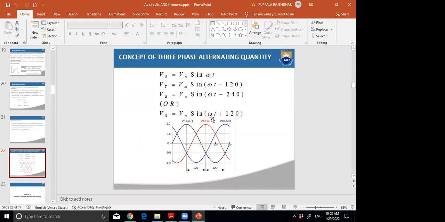And this is the concept of three-phase alternating current, the three-phase AC waveform. Initially, we will be having three phases: R, Y, B. Those phases will be displaced by a 120 degrees angle. The R phase is displaced from Y by 120 degrees, and B is again lagged from Y by 120 degrees. This is the representation of the three-phase waveform here.